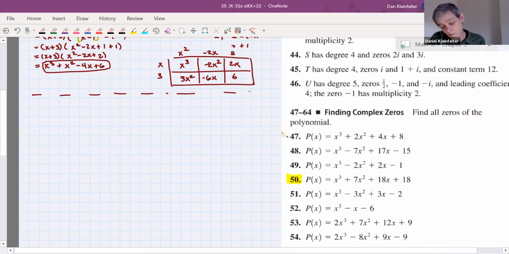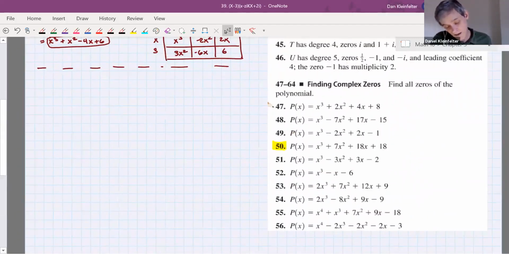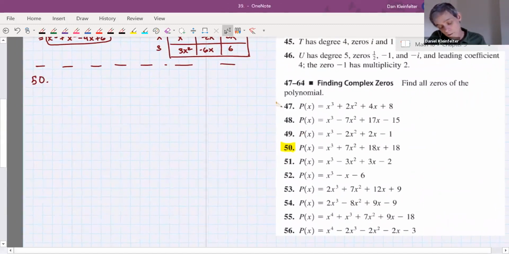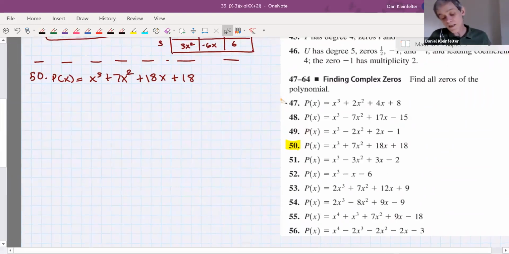Okay, let's try one more of those. It says find all the zeros of this polynomial, and I figured we would do number 50 right here. Okay, so our polynomial p of x looks like x cubed plus 7x squared plus 18x plus 18. Okay, so find all the zeros.